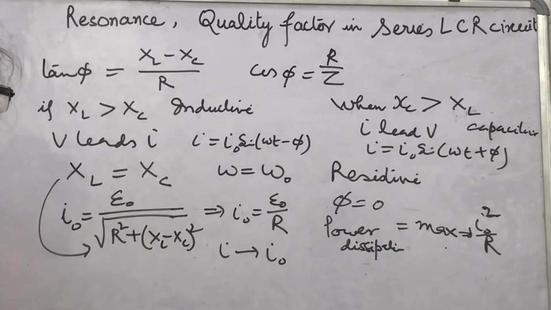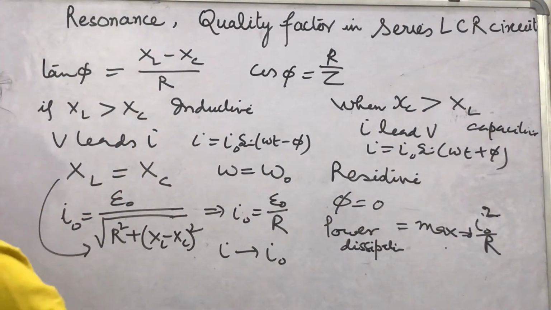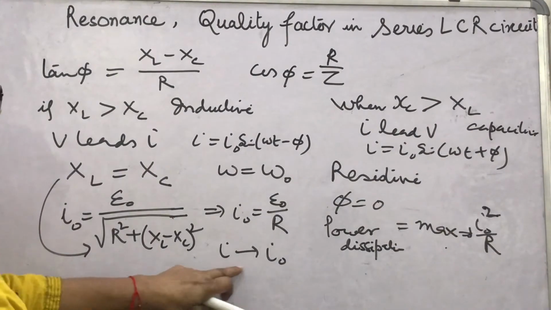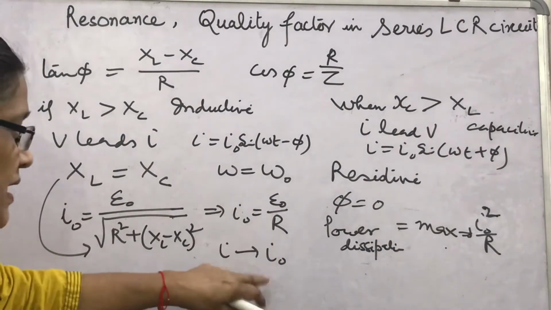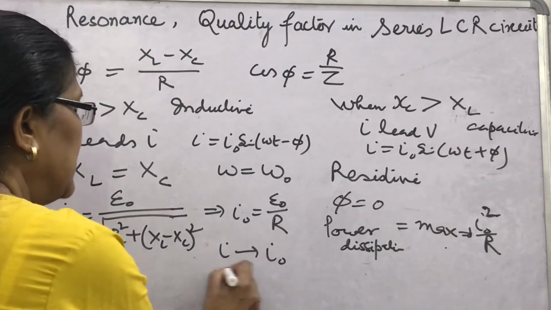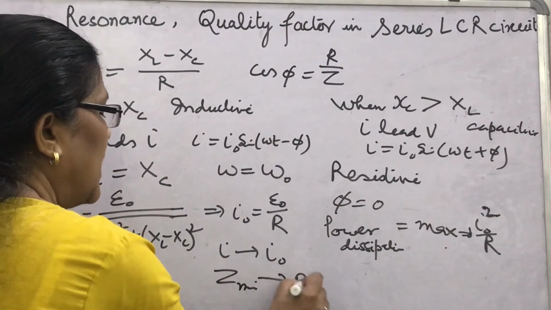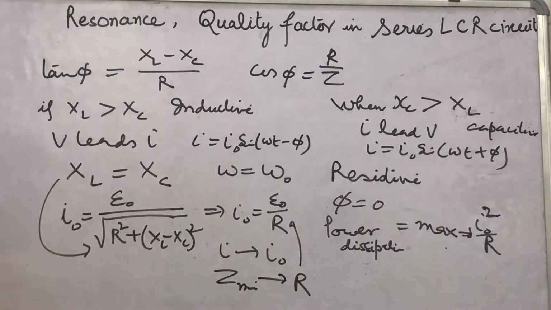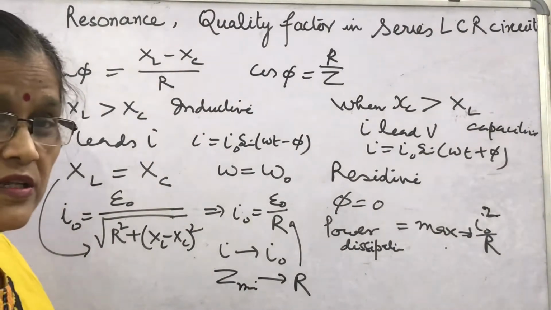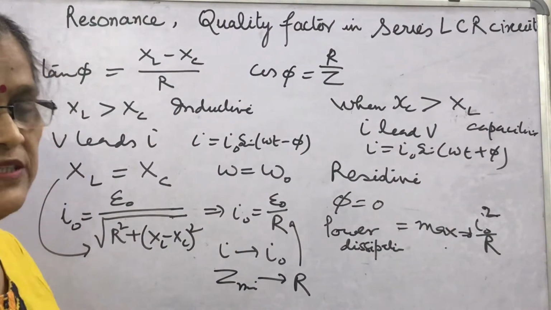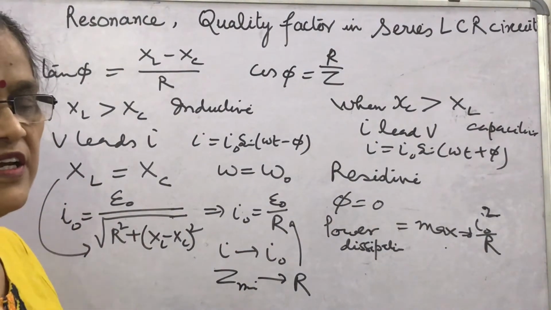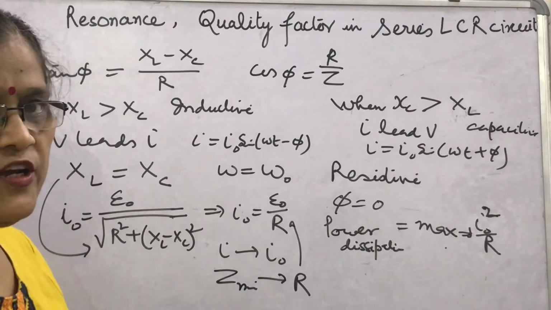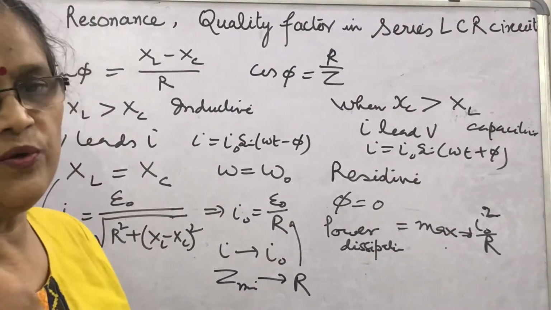So at resonance in a series LCR circuit, what happens? The current becomes maximum, impedance becomes minimum. That minimum impedance is only R. The circuit becomes purely resistive, and you can find phase angle 0 and power dissipation maximum. This phenomenon of resonance makes the series LCR circuit applicable in the tuning mechanism of radio and television.